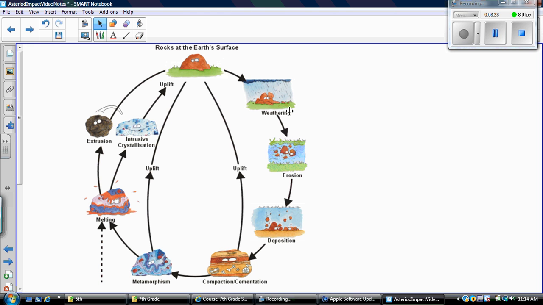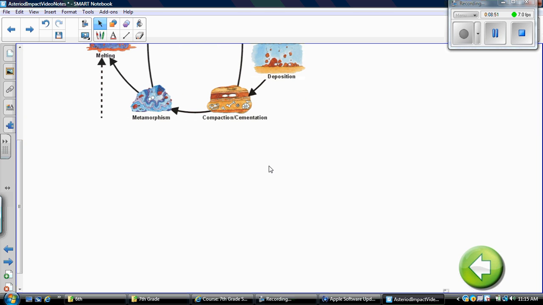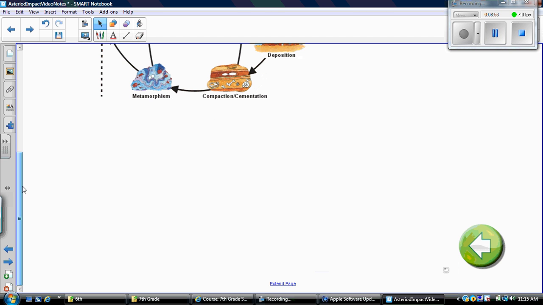So if we take a look at the rock cycle, this one igneous rock, things can happen to that rock. It can be changed in many ways, but we're not creating or destroying the matter that's in the rock. We're just changing it. Even when a rock gets melted, you're not destroying the rock. It's just going from a solid rock to a liquid rock, and that liquid rock is magma.